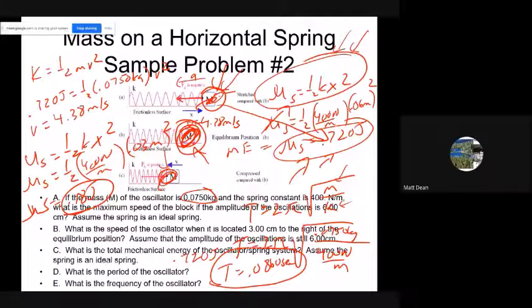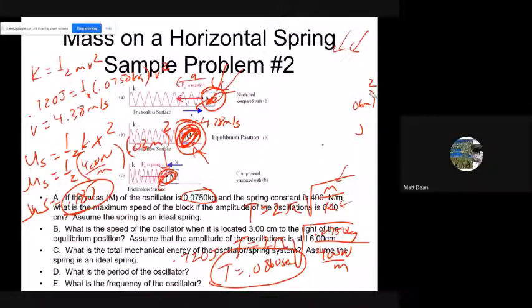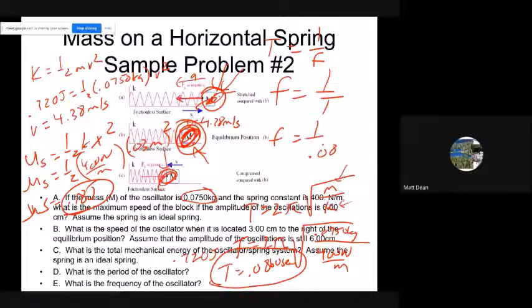Finally, this asks us for the frequency. And remember, essentially the frequency tells us how many cycles there are per second. In this case, how many times does this thing go back and forth each second? You need to remember that frequency is equal to 1 over the period, and that period is equal to 1 over the frequency. Since we have the period, our frequency is simply 1 over that. So it's easiest just to go ahead and divide that out.